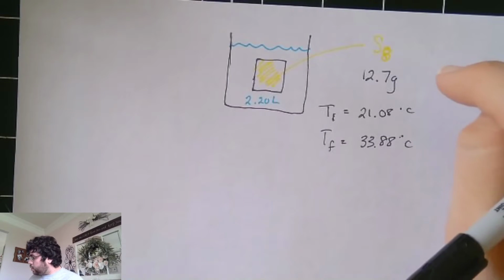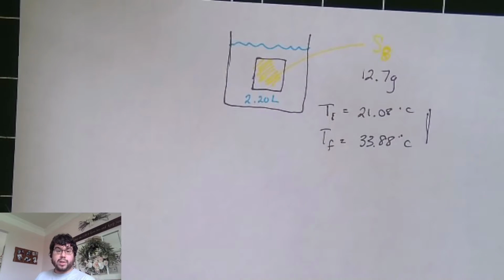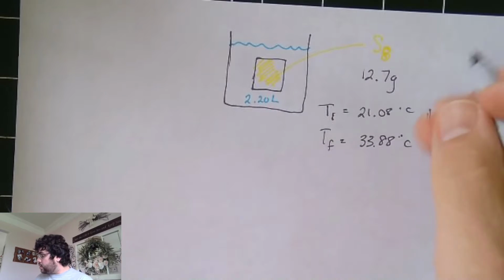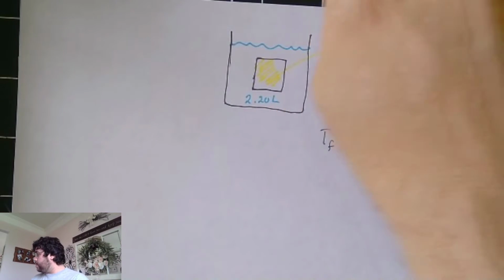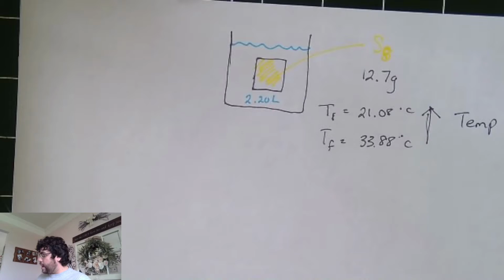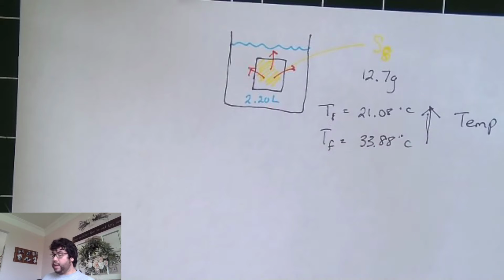So the thing here is that the sulfur is reacting inside of this little container, and the heat that's produced from that reaction is going to either go into the water surrounding it, or the water's heat is going to go into the reaction. When you look at the temperature change for the water, you can see that the temperature is going up. So that means that the heat from this reaction is going out into the water. So heat is being released into the water, raising the temperature of the water.